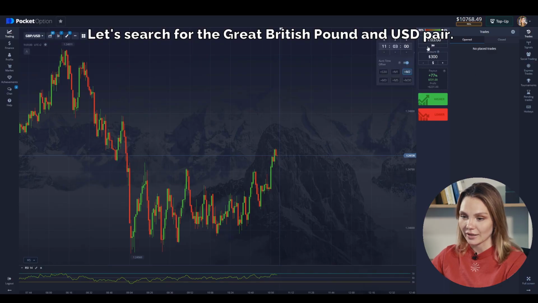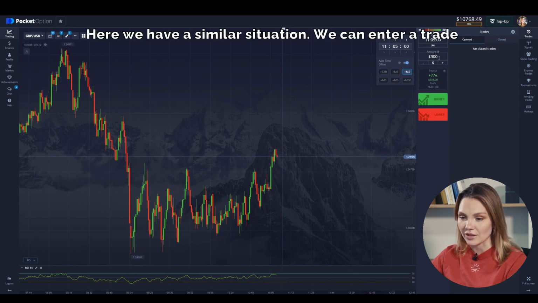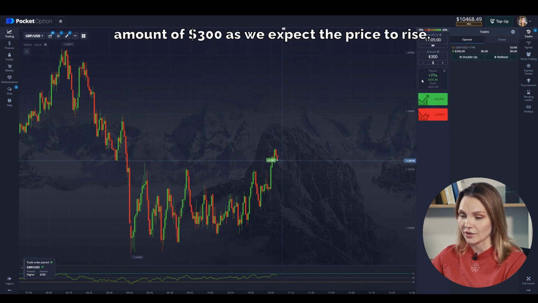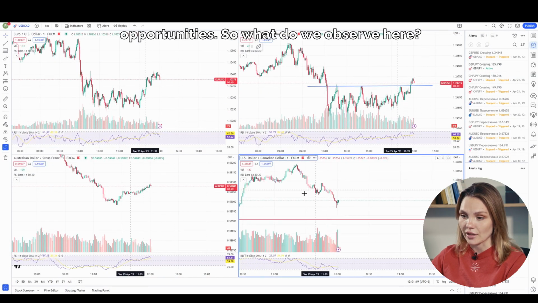Let's search for the Great British Pound and USD pair. Here we have a similar situation. We can enter a trade for up to 5 minutes with an amount of $300 as we expect the price to rise. Now let's move on and explore new opportunities.